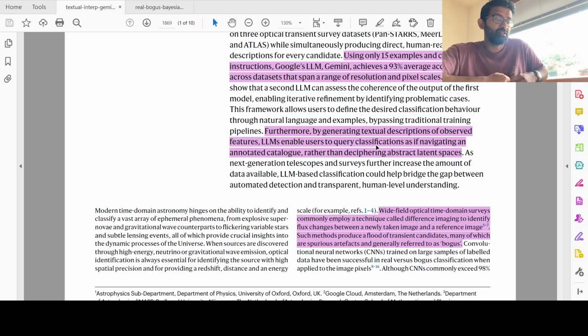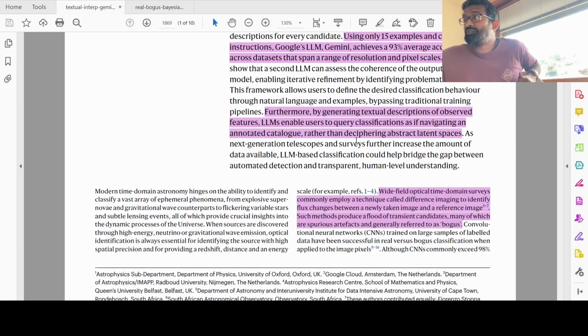No training, no fine-tuning. This we call few-shot learning. Again, we discussed few-shot learning in a video before, so take a look at that. So that is quite cool. No fine-tuning, no training of a network. You just pass examples, 15 examples in this case, and then at test time it predicts what's a real and what's a fake transient with 93% accuracy.